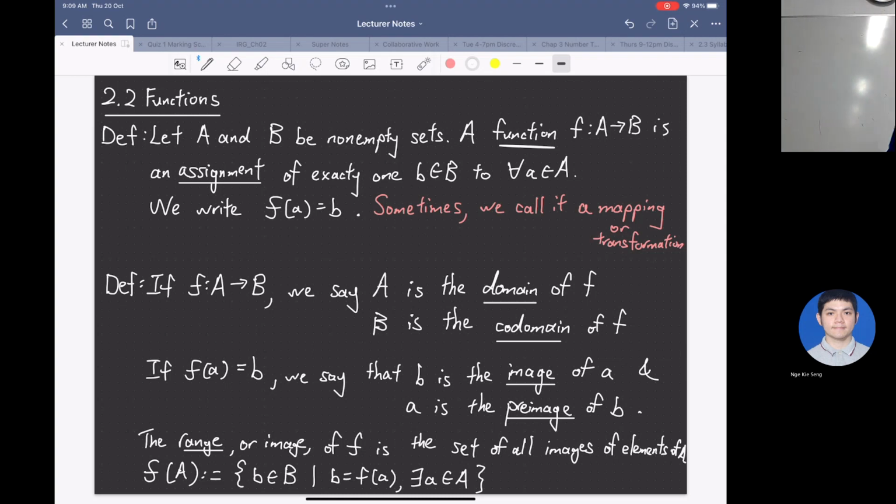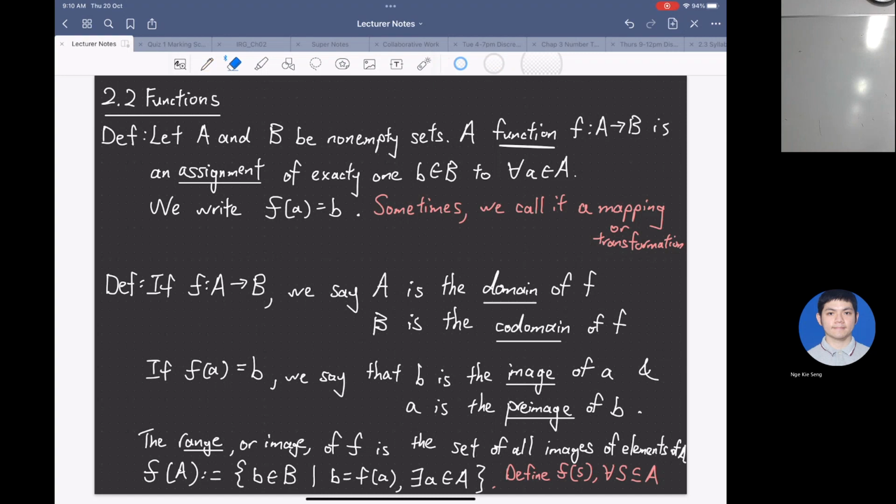Also you can try to define f(X) for X a subset of A. So you can consider a smaller subset inside the domain and then look at the image.